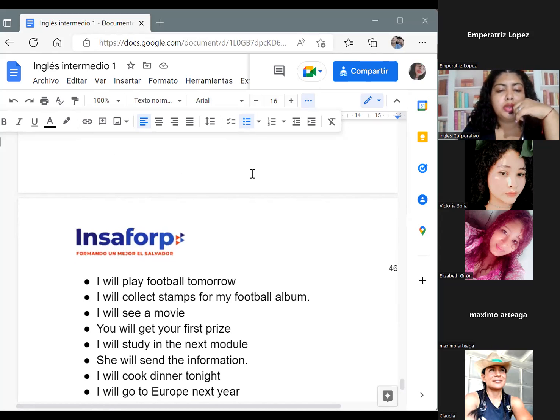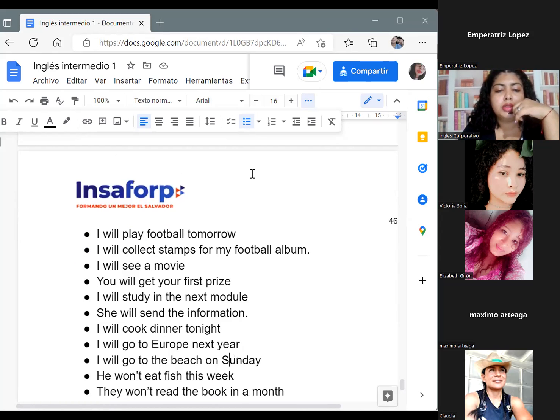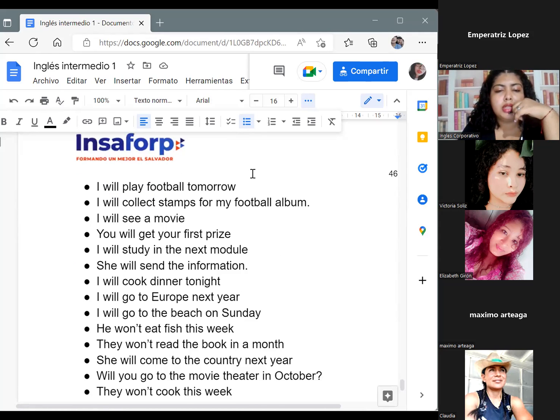I will go to Europe next year. I will go to the beach on Sunday. He won't eat a fish this week. They won't read the book in a month. She will come to the country next year.